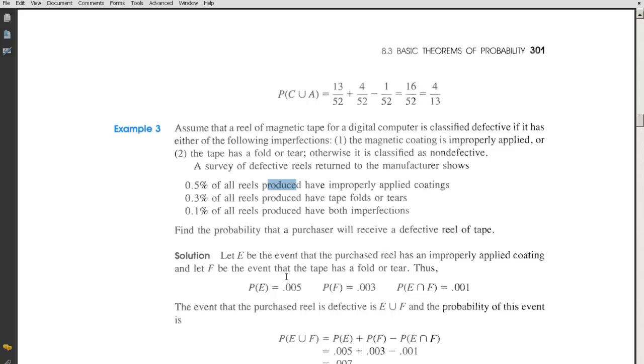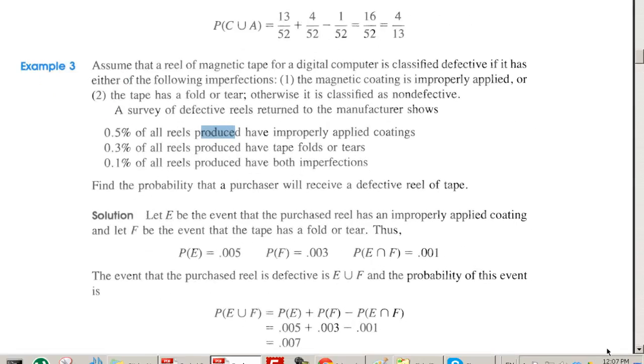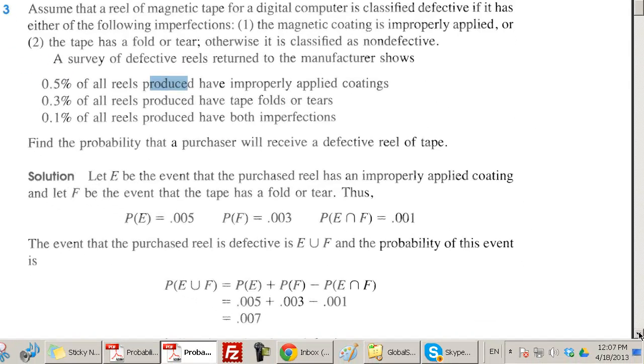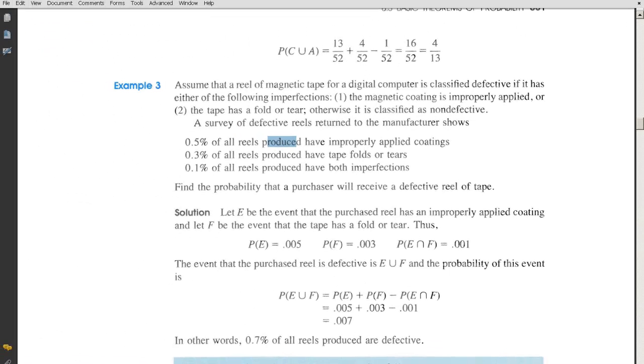The event that the purchased reel is defective is if you get either E or F or both. And the probability of this event is this plus this minus that. So it's 0.007. In other words, 0.7% of all reels produced are defective.